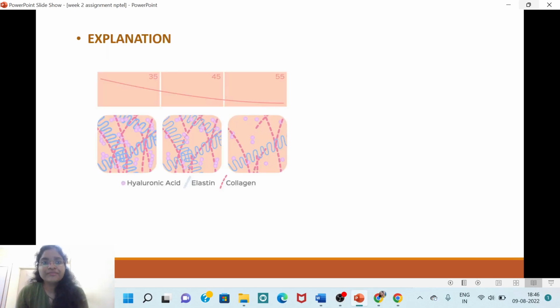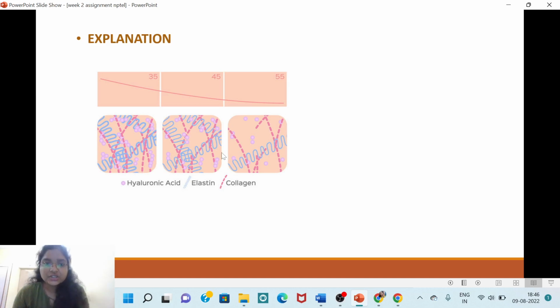We'll know how. So, as you can see here, these are the three components found in the extracellular matrix of our skin, that is collagen, elastin, and hyaluronic acid. And with aging, right, the 35, 45, 55, these are the age numbers. With aging, these components decrease. As you can see here, at the age of 35, collagen is more in our body.